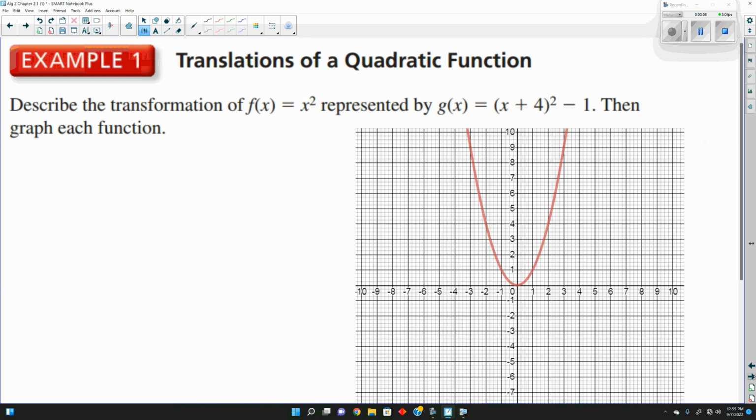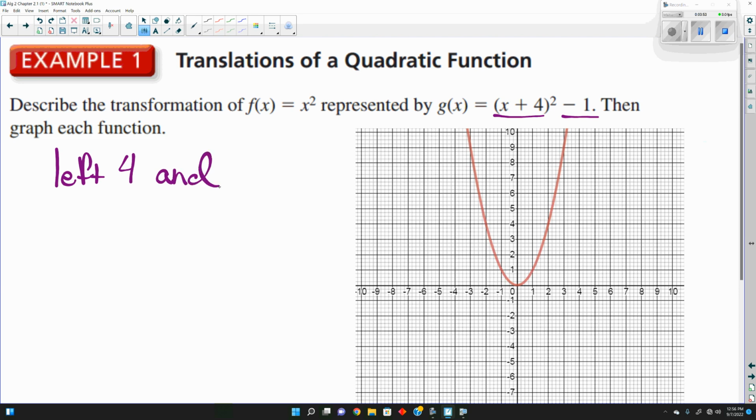So let's look at this first one here. We want to describe the transformation for this here to give us this function. Now for this here, there's two main movements. We have the plus 4 inside and the minus 1 outside. Which one do we want to look at first? The plus 4 on the inside. Since it's inside parentheses and it's being added to x, it means it's moving left or right. Now which direction would we be moving here? Left. Because it's the opposite of what we think. And how far is it moving? 4.